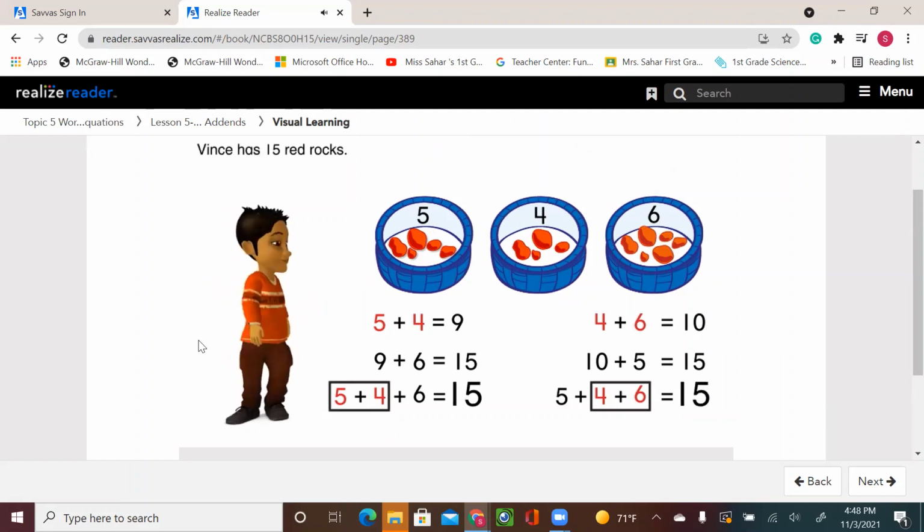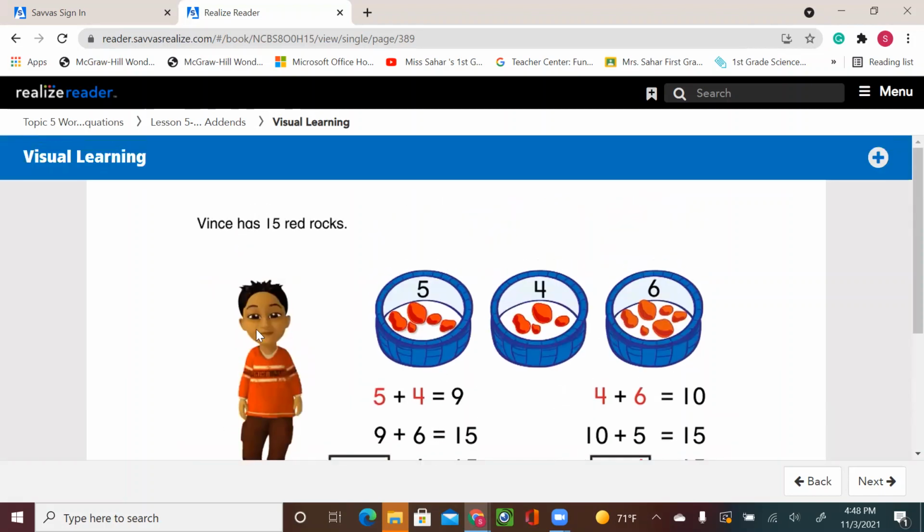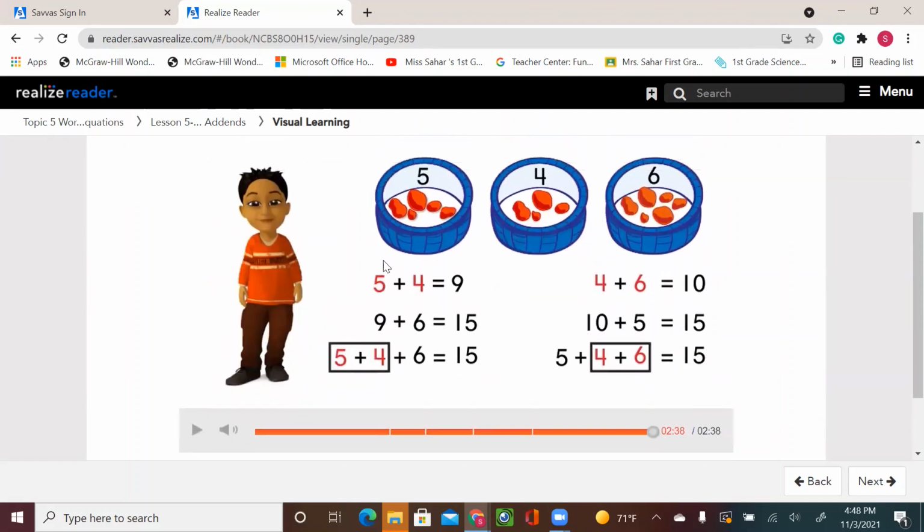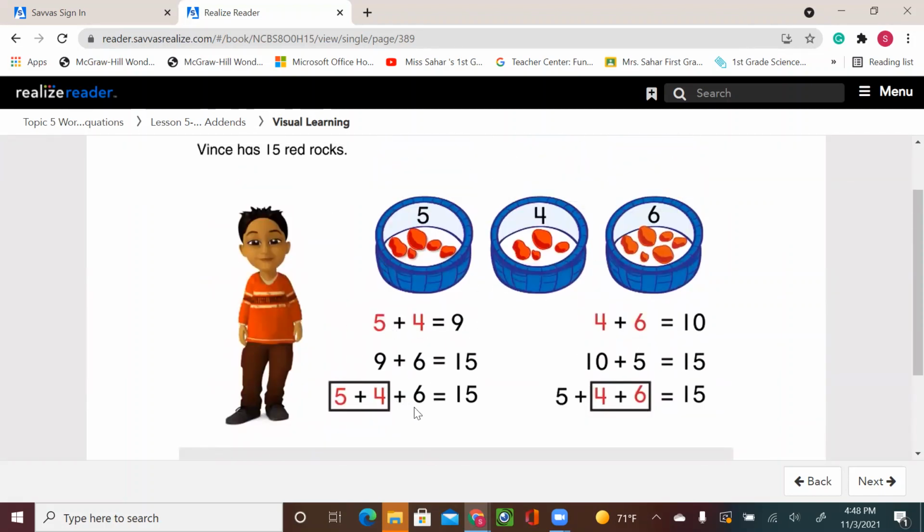Vince has 15 red rocks. So as you see, regardless of the order of your addends, as long as you are not missing any of them, adding 3 of them, your sum or the total will remain the same. All right, let's see the guided practice we have.